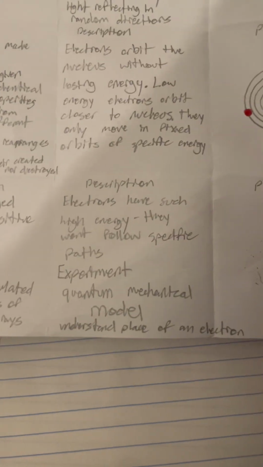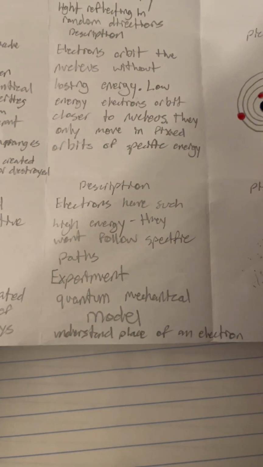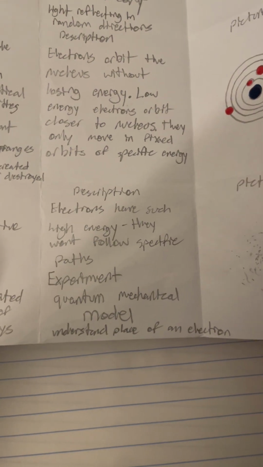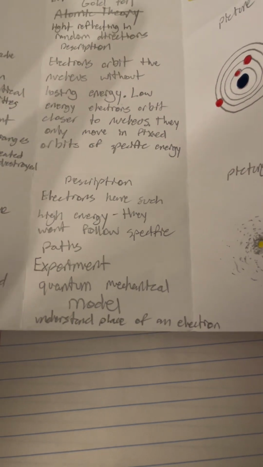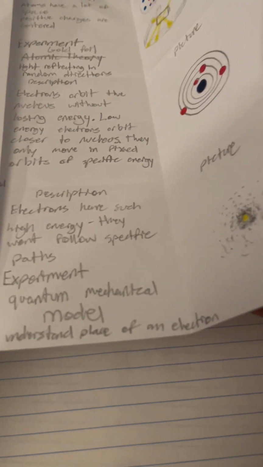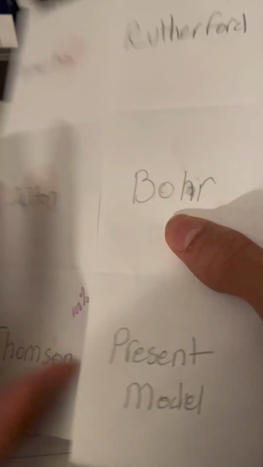Present day model. Electrons have such high energy they won't follow specific paths, and they did this through the quantum mechanical model to understand the place of an electron. Alright, those are the atoms. On to the next.